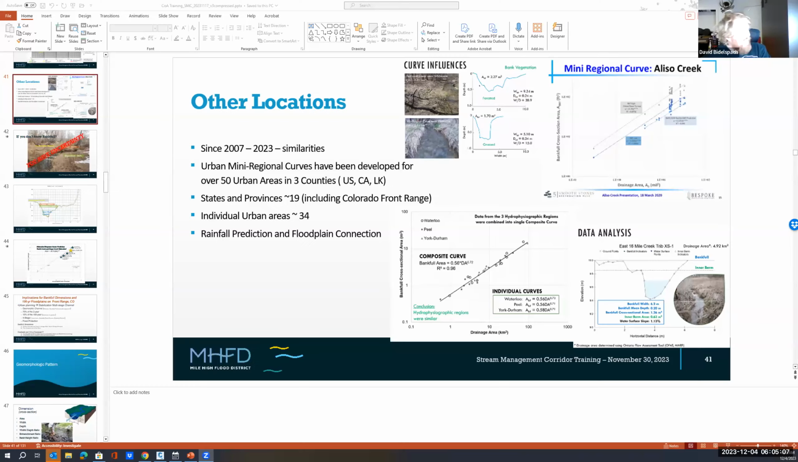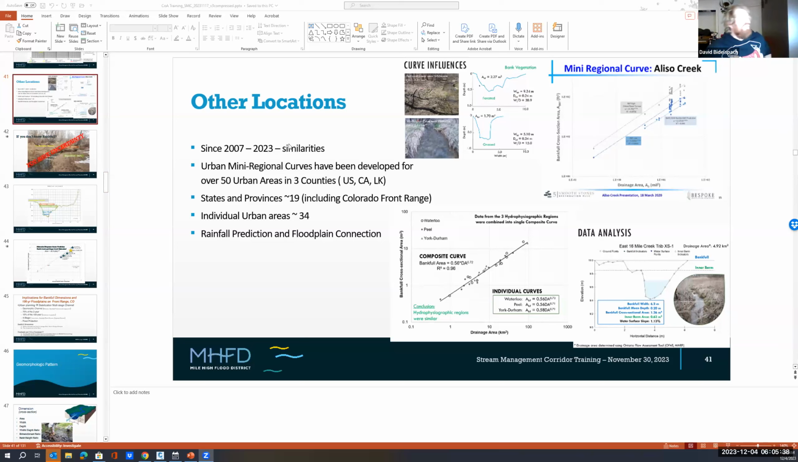Let me share my screen. This is from a presentation last week. Since 2007, I've known of people that have been involved with a number of mini urban regional curves, and really 2007 is the first time that Will Harman shared the idea of a mini regional curve with me. There might have been people doing this before that. I just didn't understand what the concept was, so I wasn't using the language.